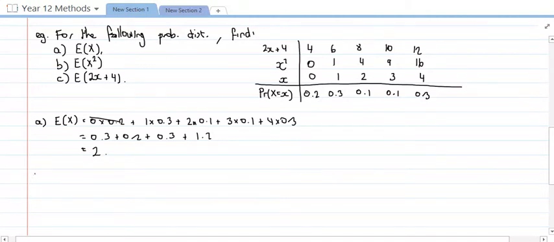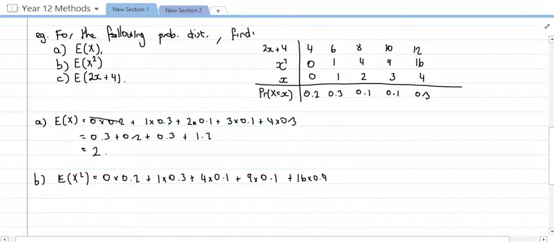To do part B, we're doing the expected value for the X squared distribution. So now I'm focusing on this row here. Okay, so I'm going to do 0 times 0.2. So starting out much the same as the last bit. Then I'm going to have 1 times 0.3. I'm going to then have 4 times 0.1. And 9 times 0.1. And 16 times 0.4.